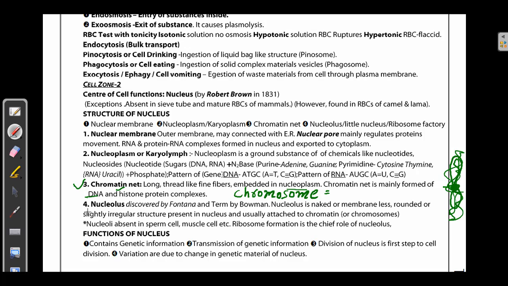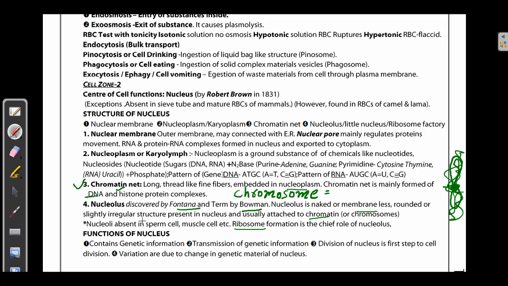The next and final structure is the nucleolus. The nucleolus was discovered by Fontana, and the term was given by Baumann. The nucleolus is generally the darkest structure in the nucleus, and it is a membraneless structure. It is quite round, and it is usually attached to the chromatin. The main function of this is to produce ribosomes.